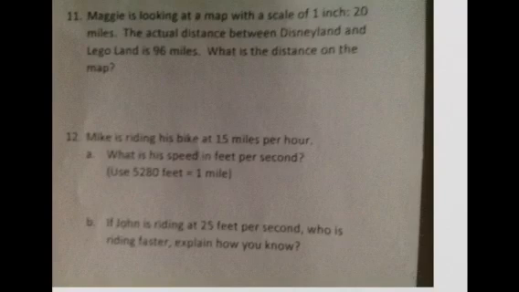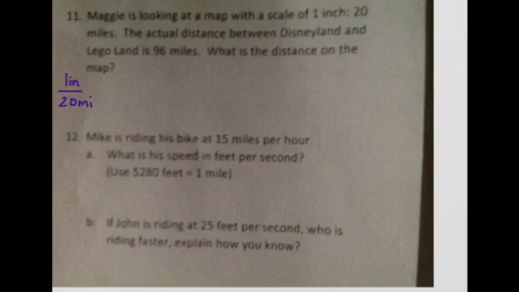Alright, so number 11 is talking about the scale on a map. 1 inch on the map is 20 miles in reality, in actual distance. So 1 inch is 20 miles. Okay, so it's a ratio of 1 to 20. The actual distance between Disneyland and Legoland is 96 miles. What is the distance on the map?